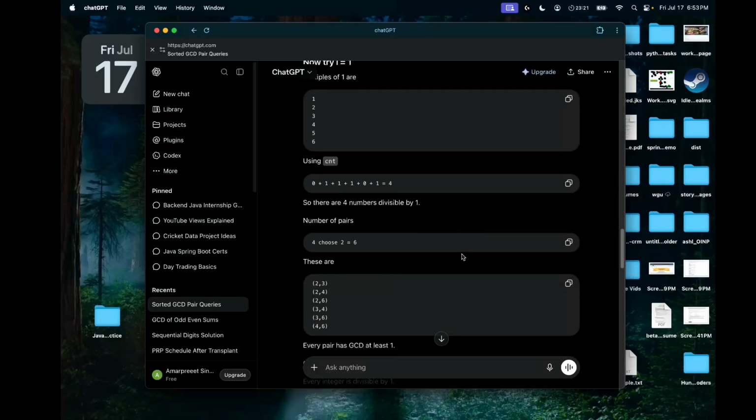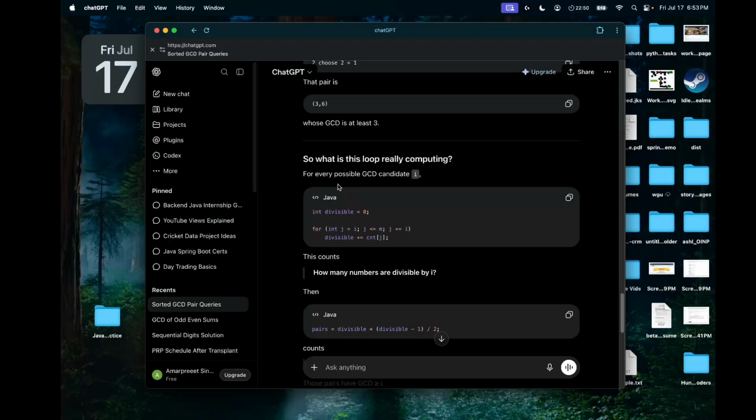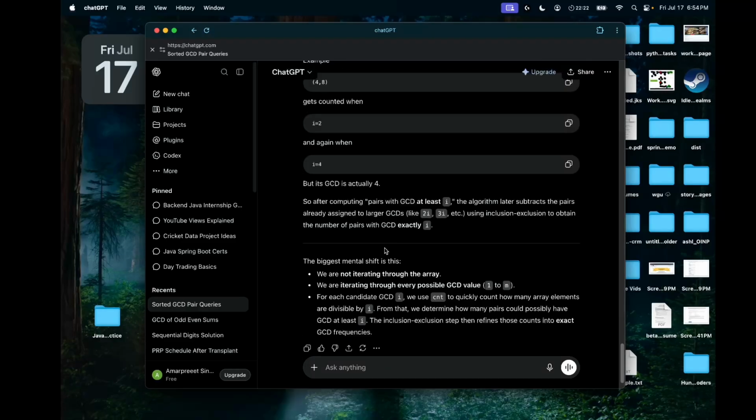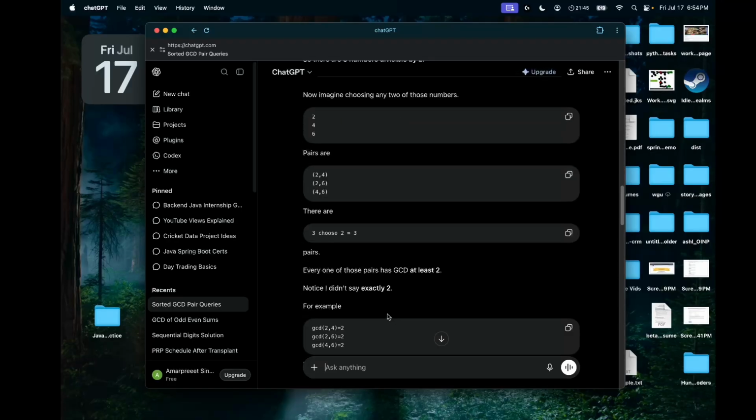So using count, there are 4 numbers, number of pairs. Now try I equals 3. For every possible GCD candidate I, this counts how many numbers are divisible, then computes the pairs. So when we look at multiples of 2.